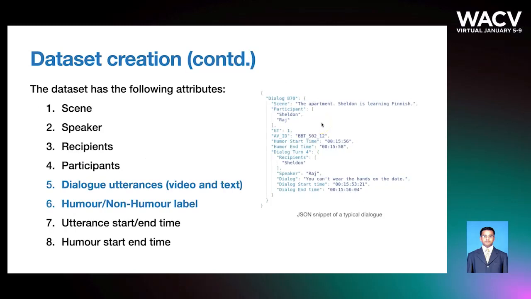This is an example of how the dataset looks. Attributes like scene, information, participant, humor start, humor end, time, etc. are present. But for training, we only use video and textual utterances and the corresponding ground truth labels.